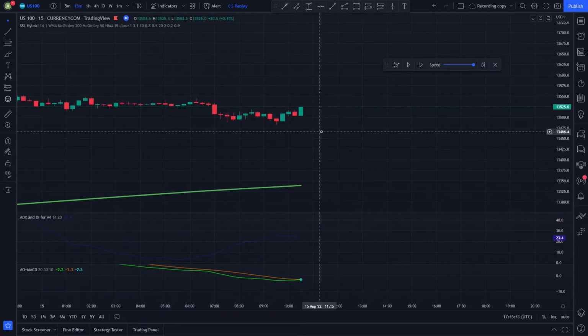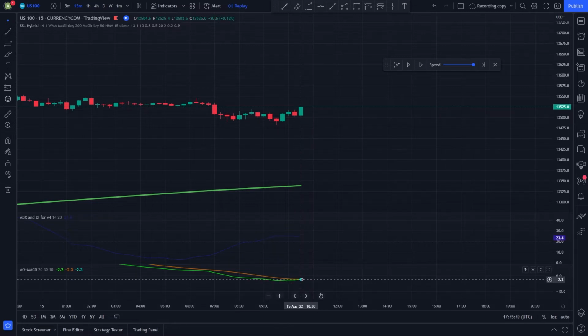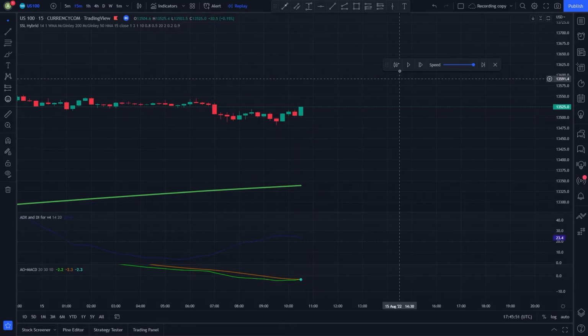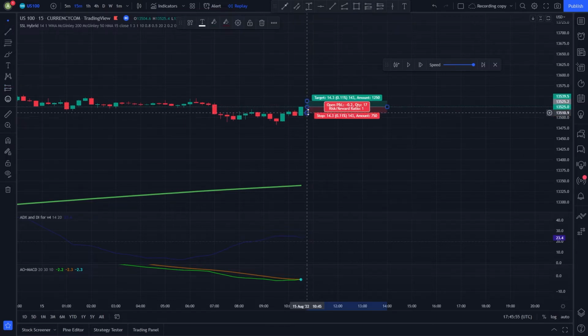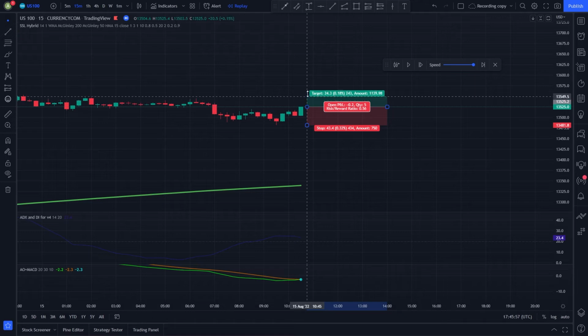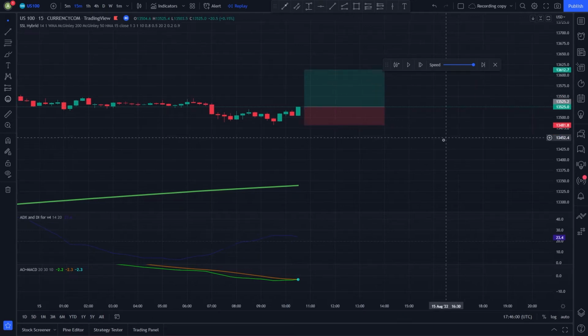Here are the rules to enter a long position. The SSL hybrid has to be colored in green. The Awesome Oscillator has to give us a long signal. The ADX line has to be over the 20 line. So all our conditions are met. We will enter a long trade and we will set our stop loss at a recent swing low and our take profit will be at 2 times the risk.